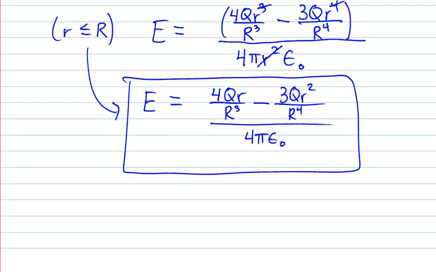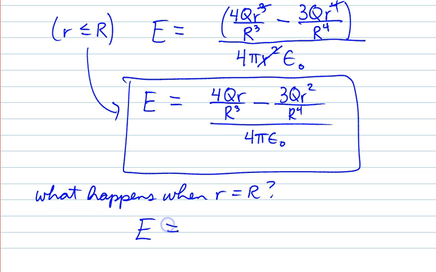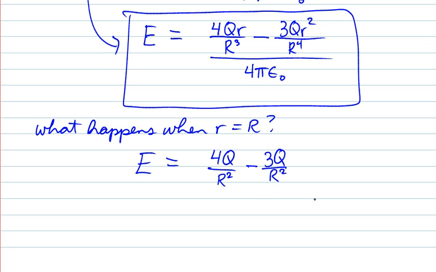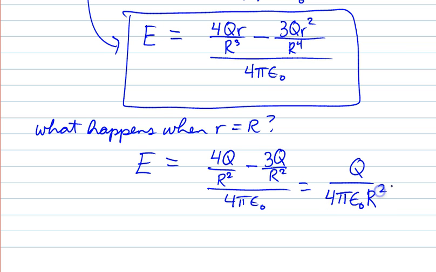And so you might be wondering, well, what happens at the boundary? What happens when little r equals big R? So we can plug that in, and we find that the electric field is equal to 4q over big R squared minus 3q over big R squared, all over 4 pi epsilon naught, which is q over 4 pi epsilon naught big R squared, which is exactly what we expect.